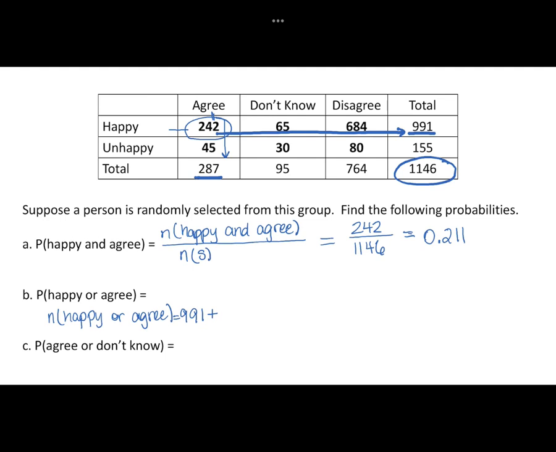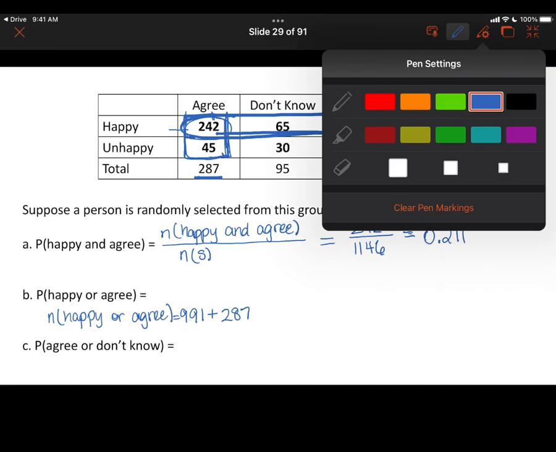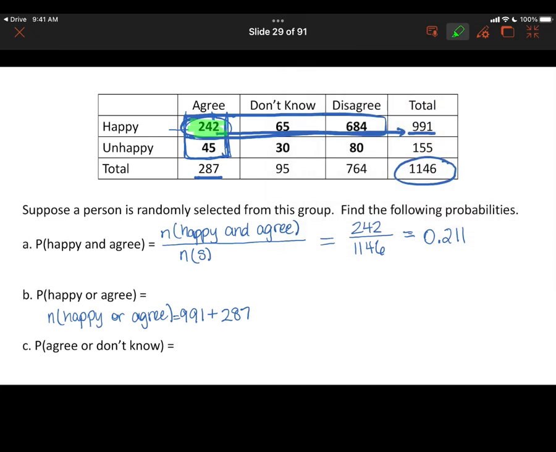991 plus 287. But notice those two numbers came from adding the three numbers in the first row. That's how I got the 991. And we got the 287 by adding the two numbers in the first column. Now when I do that, I've counted this 242 twice. Do you see that? So that 242 people have been counted twice here. So I need to subtract it once. So I'm going to subtract 242 here.